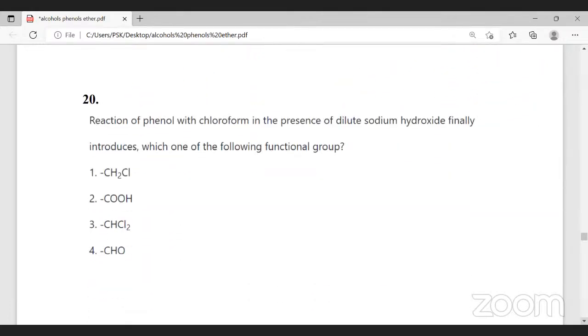Reaction of phenol with chloroform in the presence of dilute sodium hydroxide finally introduces which one of the functional groups? You know this reaction. We spoke about this reaction twice today. Please give me the answer. Let's see, what is the option? Take a chance and tell me whether it is CH2Cl, COOH, CHCl2, or CHO. Can you identify the name of this reaction?